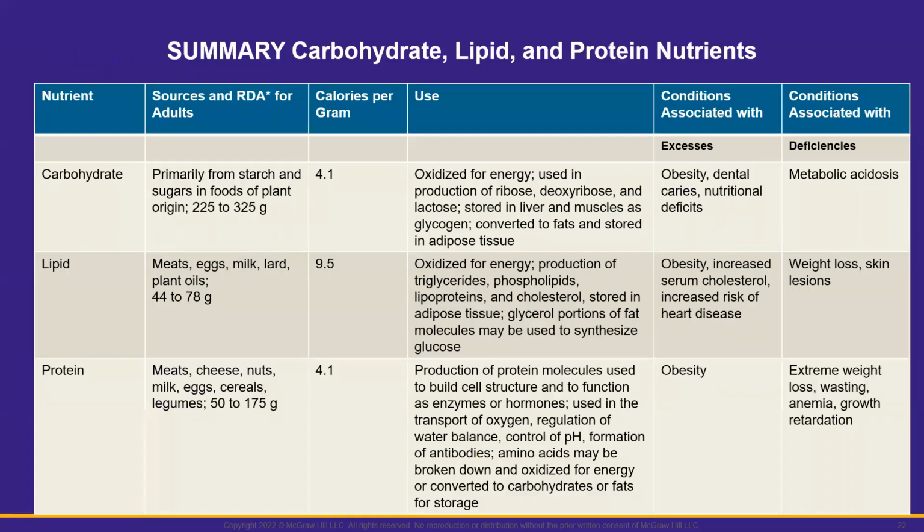Okay, this is the summary of carbohydrate, lipids, and proteins nutrients. These are the major nutrients that we take in our body. Carbohydrates come primarily from starch, which is a polysaccharide, and sugar in food of plant origins.